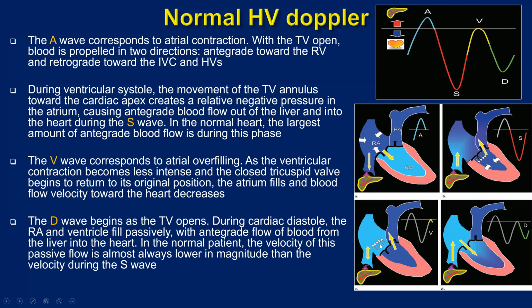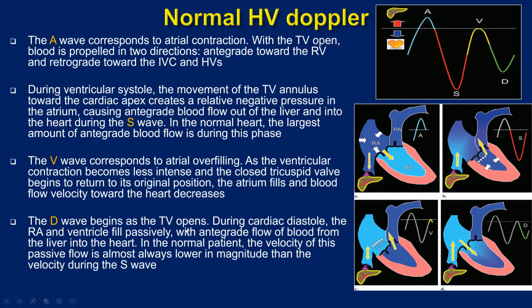In that situation, instead of the tricuspid valve being closed, it is open, and this will lead to reversal of flow to the right atrium and will give us a big V wave. But usually the V wave is normally very small reversal. Okay?